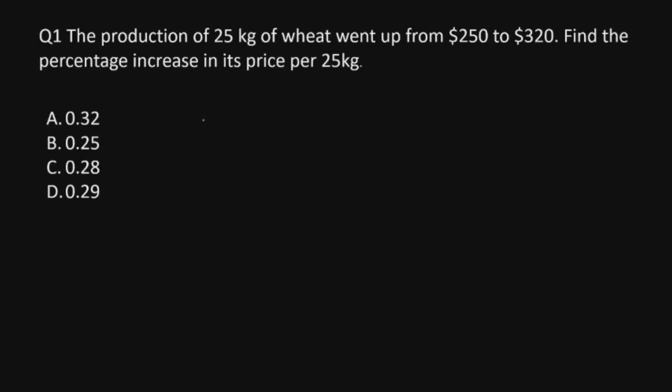Okay, moving to the next topic. The first question here is quant. The production of 25 kg of wheat went up from $250 to $320. Find the percentage increase. Percentage increase is the new value minus the old value, that is the base value, divided by the base value. The percentage increase should be with respect to the base value, not the new value. So divide by 250.